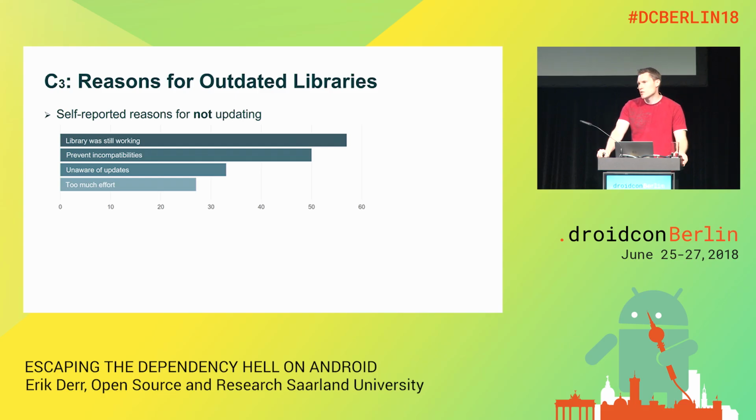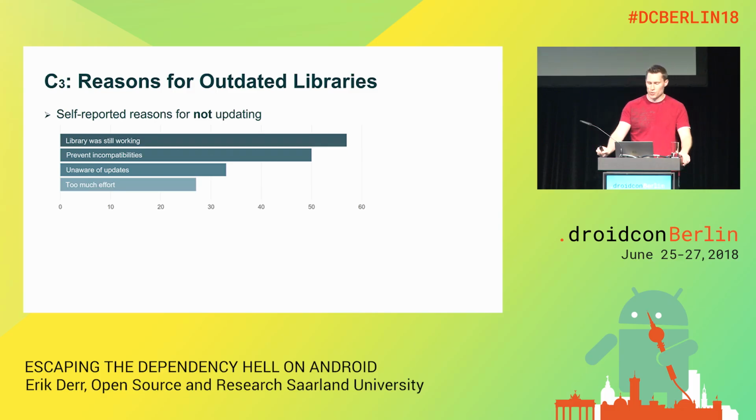And then being asked about reasons for outdated libraries, the top answer was the library was still working. So fair enough, never change a running system. The problem is, if you have security vulnerabilities or privacy leaks, they typically don't manifest in broken functionality. But still, everything works as expected, and still the end user is vulnerable, or the end user data is exfiltrated to some remote services.